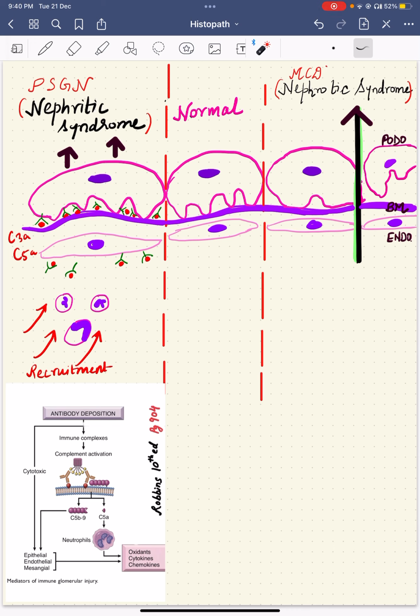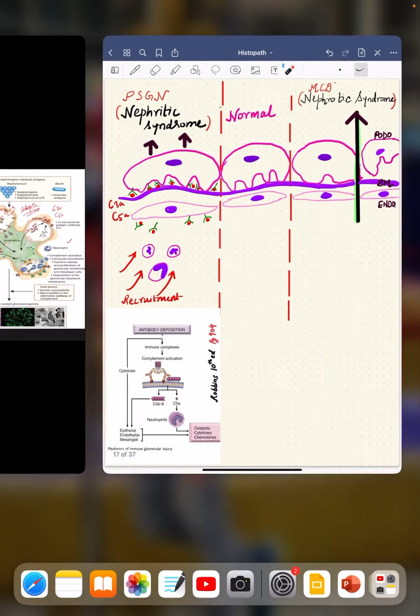See, this is the endothelial layer, then this is the basement membrane, and after that this is the visceral epithelial layer of cells, which has these foot processes, also known as podocytes. So here the immune complexes will get deposited in the subepithelial location. So this is the normal, and this is the nephritic syndrome. And when there is complement activation, there is recruitment of these inflammatory cells, monocytes, neutrophils, and all this will cause this damage to the glomeruli.